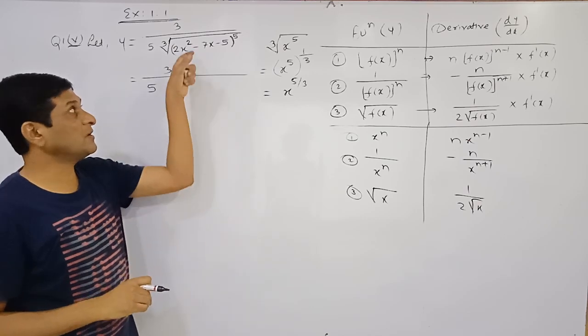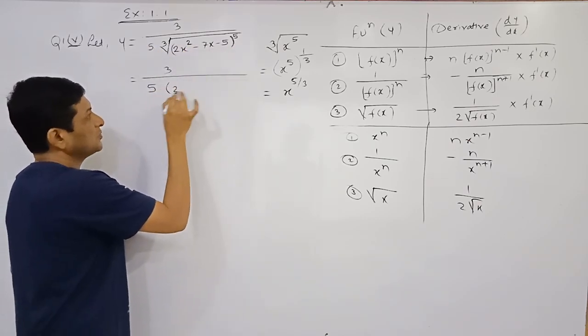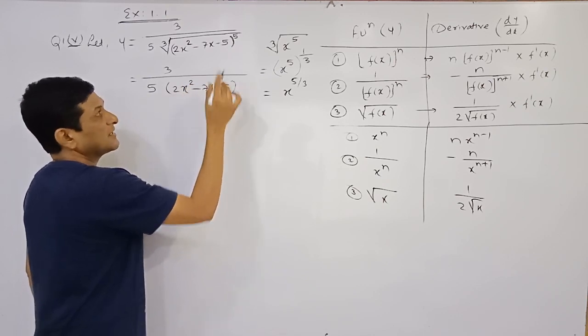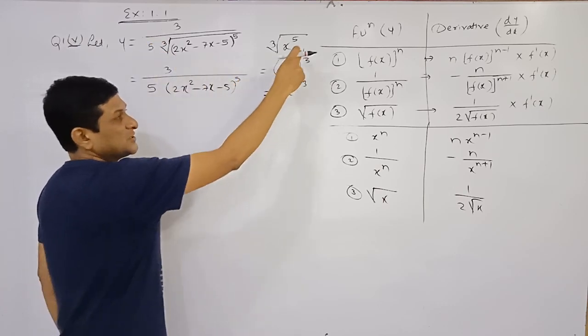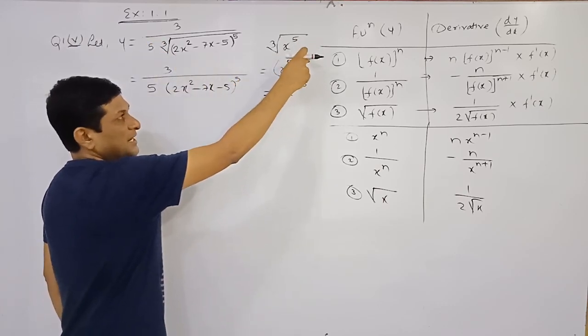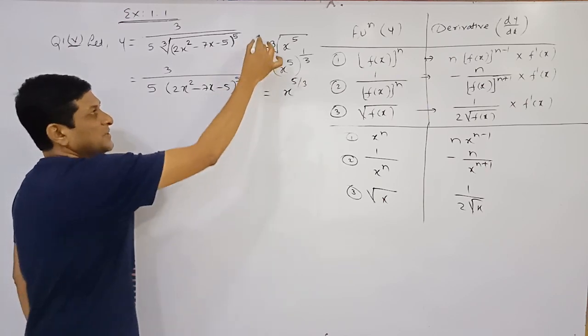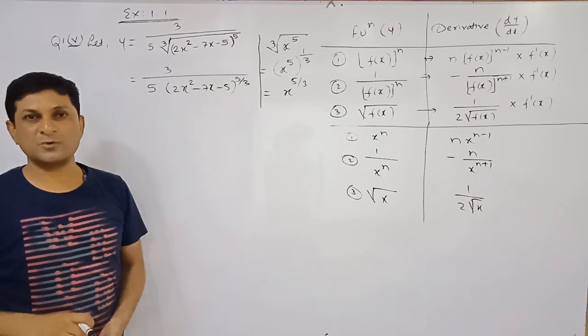So we are simplifying it using laws of exponent. Using laws of exponent, this expression can be written as 2x square minus 7x minus 5 raised to power 5, and since cube root is there, cube root means raised to power 1 by 3, and 1 by 3 into 5 will be 5 by 3. Okay, so we are just simplifying it. Now let us try to differentiate it.